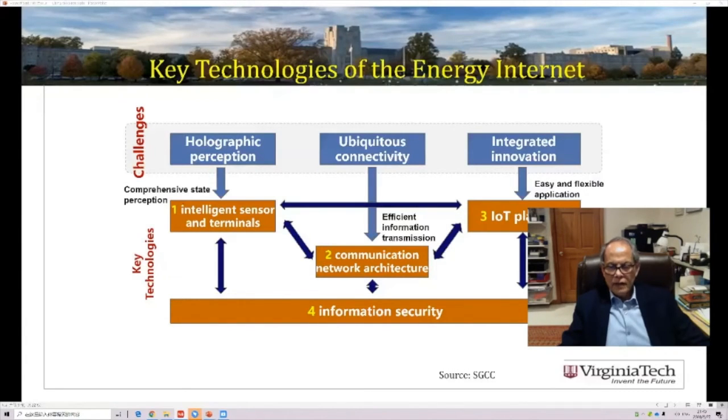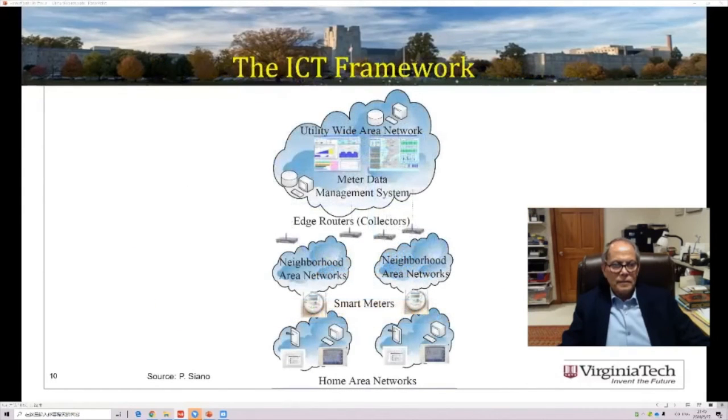Okay, next slide, please. Okay, very important. I said it is not possible to have energy internet unless you have a functioning ICT framework. What is the framework? I give you 3 layers. On the top, called edge routers or wide area network. Then you have neighborhood area network, home area network. The home area network connects to the neighborhood network using smart meters.